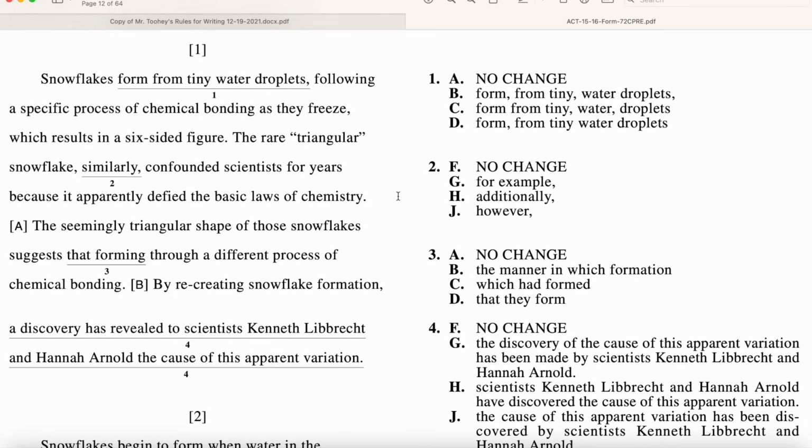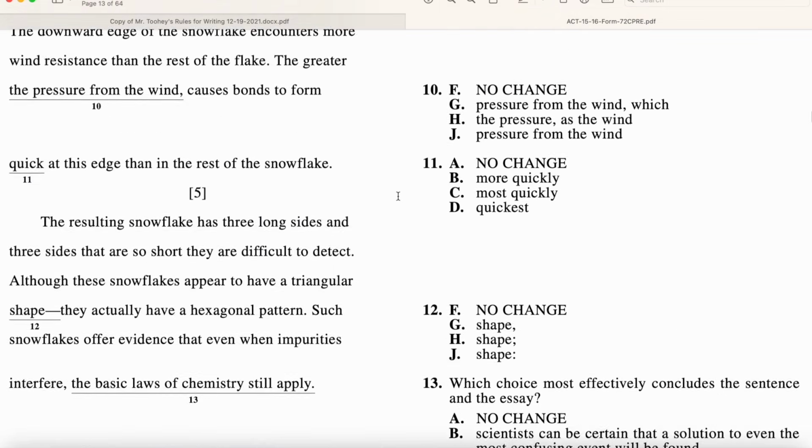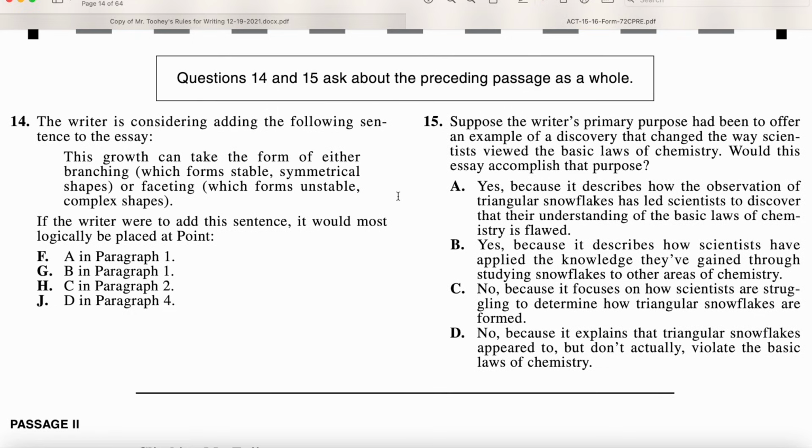It doesn't have the same ideas. No, it doesn't sound good. What's the main idea of the sentence in the question? It's about the growth, the form the growth takes. This growth can take the form of either branching or faceting. And by the way, you can read that sentence cutting out the stuff in parentheses. That's never going to be essential to the main point of the sentence. It could further explain and give some detail, but you can still read it without that, and it should make sense, which it does here.